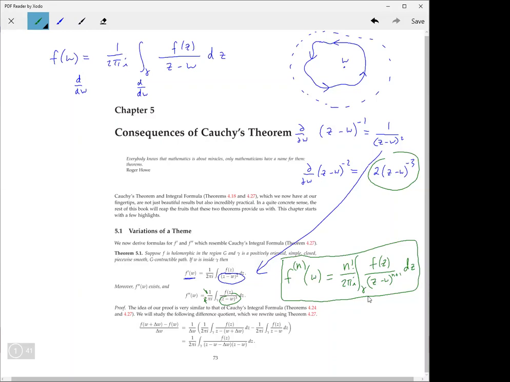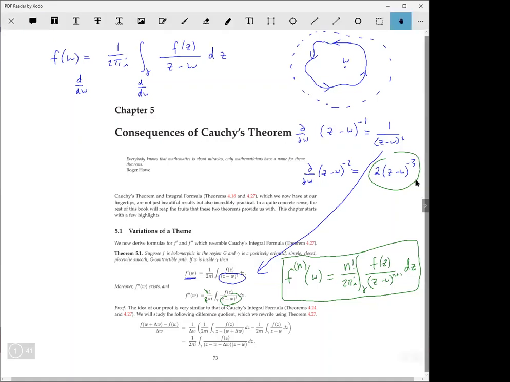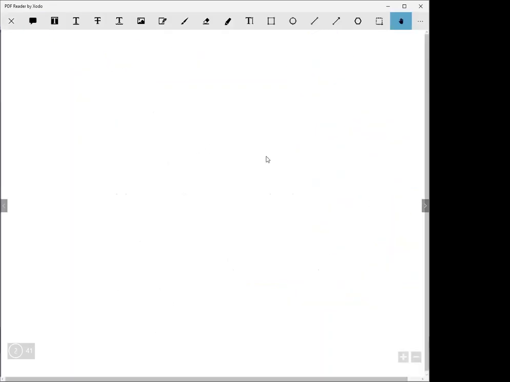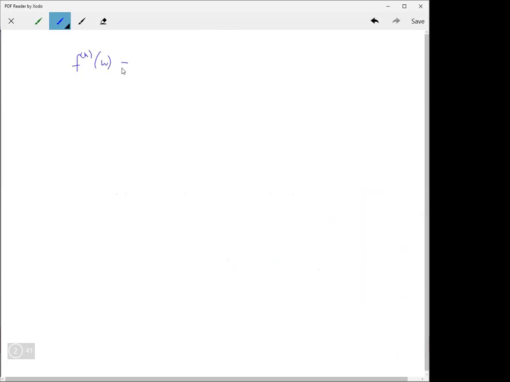This also leads to something called Cauchy's inequalities, and let me explain what that is. It leads to a lot of interesting results, which we'll get to later in the section. So here we have Cauchy's integral formulas for derivatives. This is the formula that I just came up with.